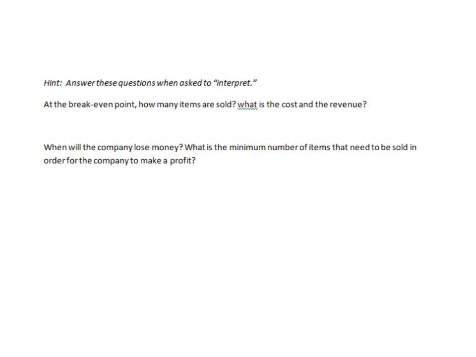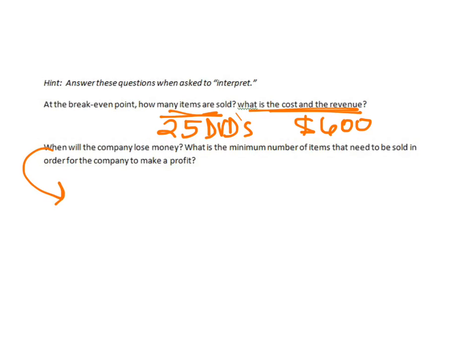We can interpret this graph with a few questions. At the break-even point, how many items are sold? Your x value is the number of items sold, so in this case it was 25 DVDs. And then what is the cost and the revenue at that point? That's a single number. At that point, both the cost and the revenue are $600. When will the company lose money? They'll lose money if they sell less than 25 DVDs.